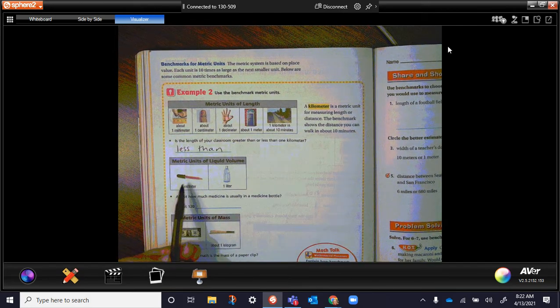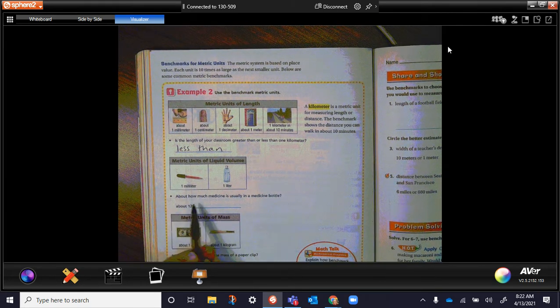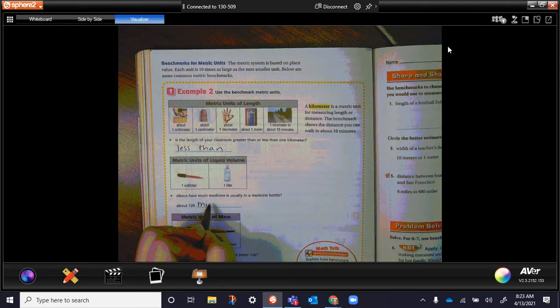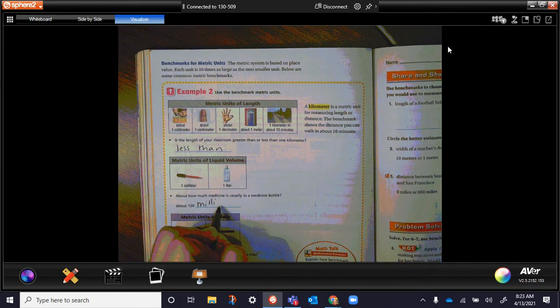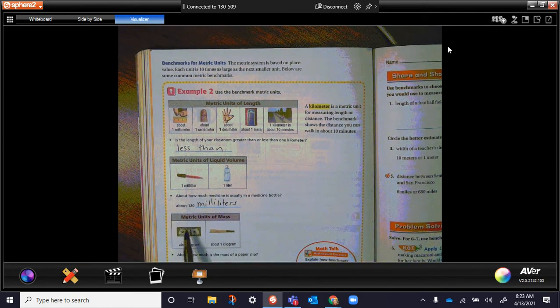All right, here we have metric units of volume. So we have milliliter and liter. It says how much medicine is usually in a medicine bottle? About 120 milliliters or liters? What do y'all think? Okay, milliliters, good. And then you have mass.